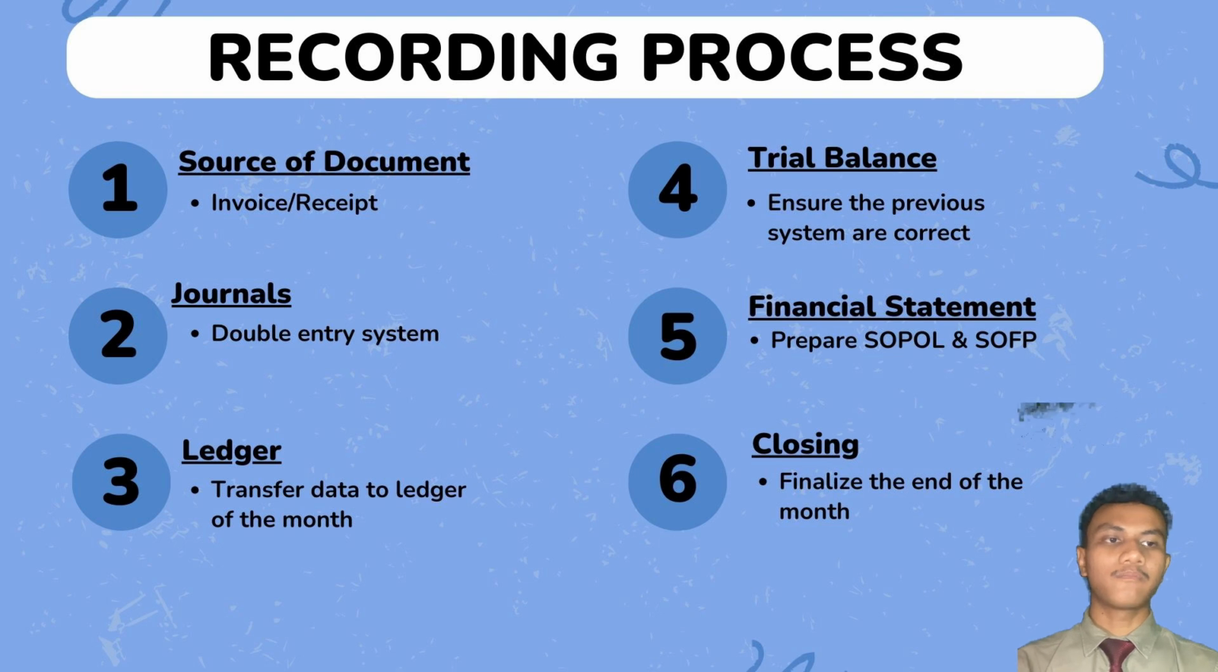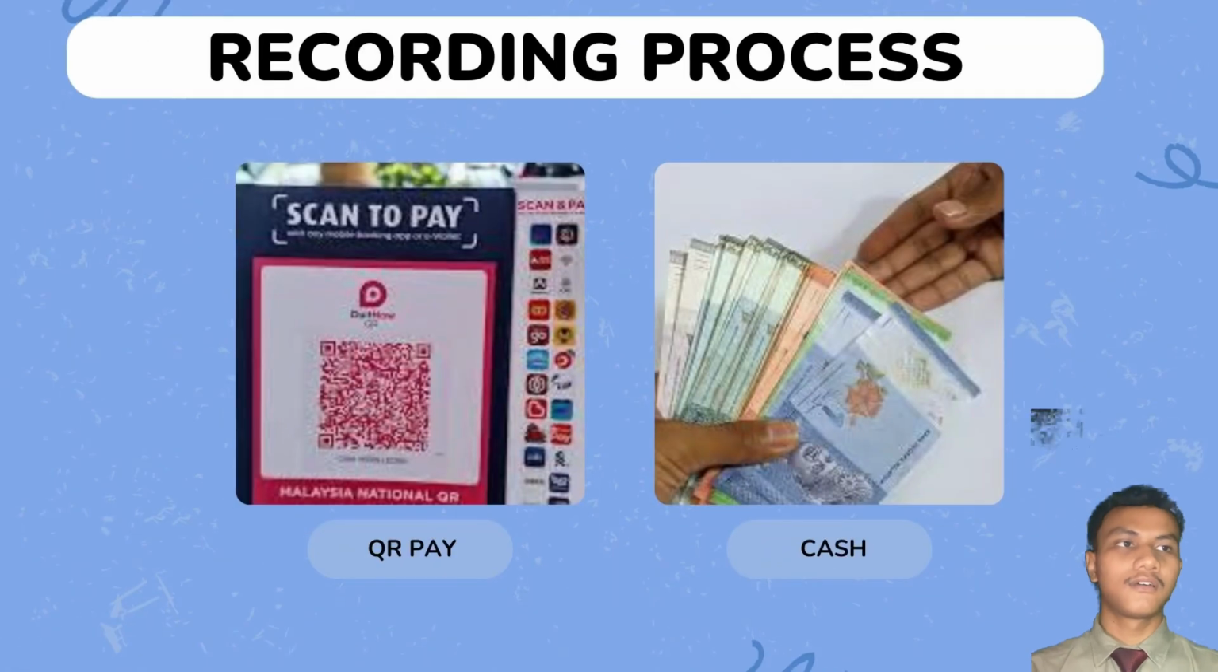After that, they prepare the trial balance, where the balances of all ledgers are compiled into debit and credit column totals that are equal. Next, financial statements are prepared. We prepare the statement of profit and loss to determine whether the business gets profit or loss. Prepare the statement of financial position at the end of the month. Lastly, the process is closing, which closes the temporary accounts. For the next slide, the financial transactions used by the business are cash, QR pay and Touch 'n Go.